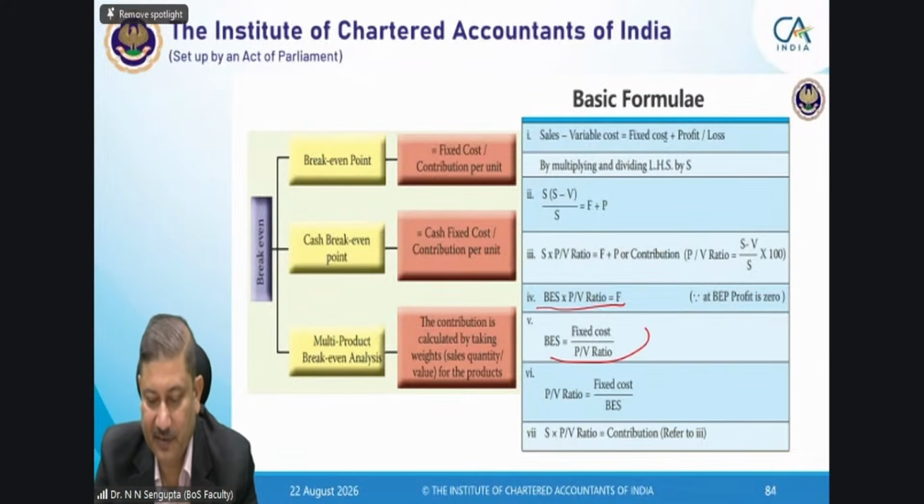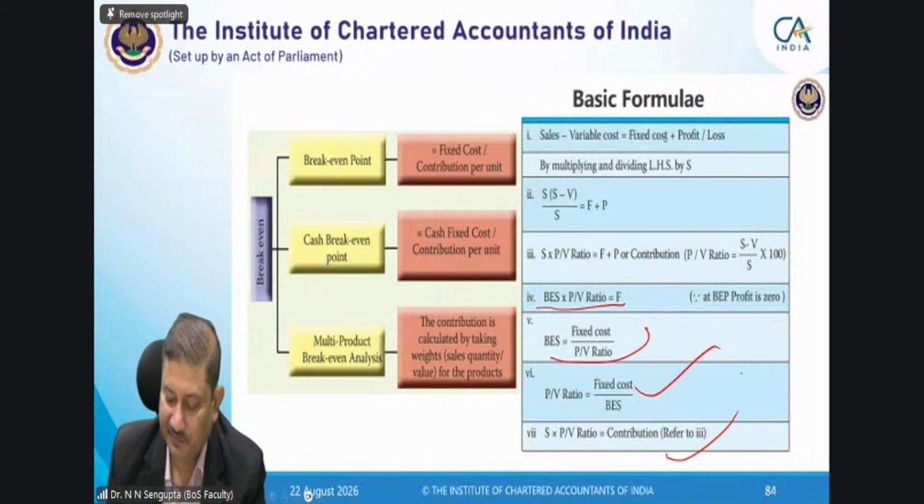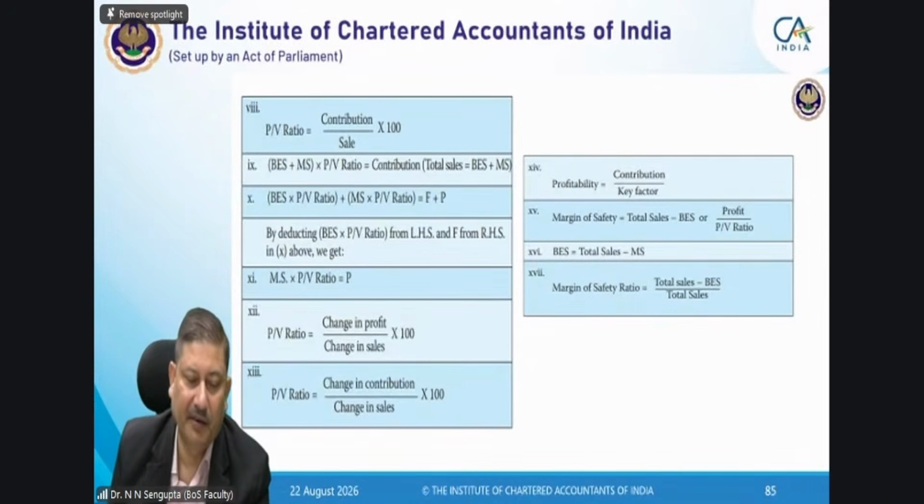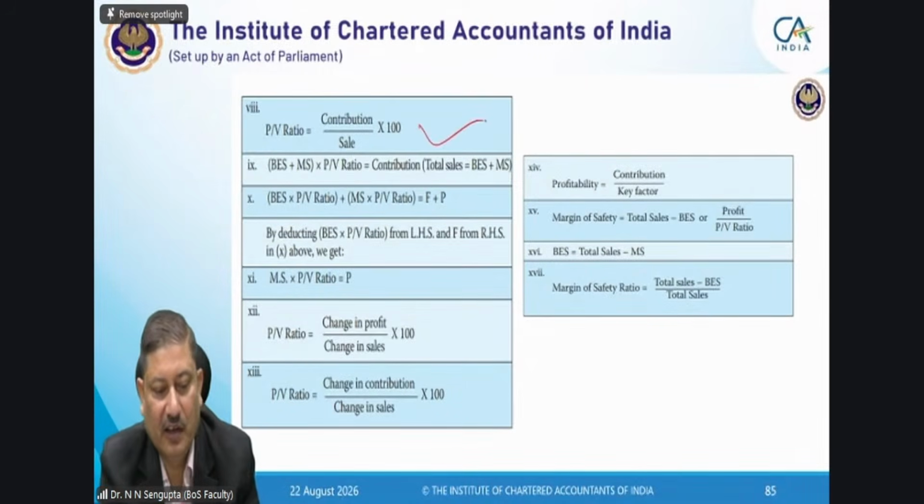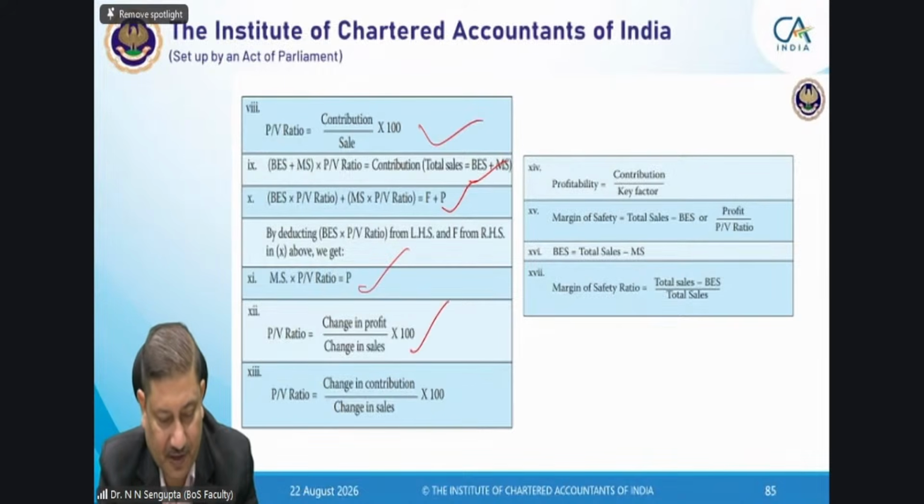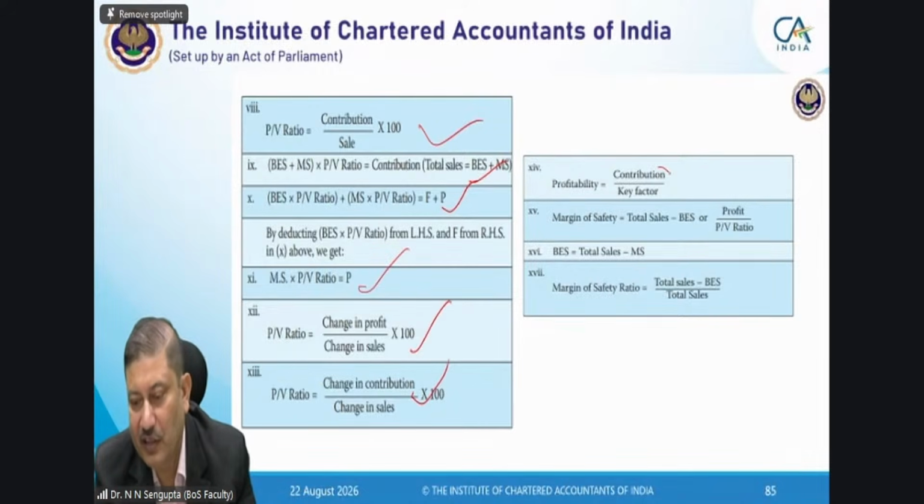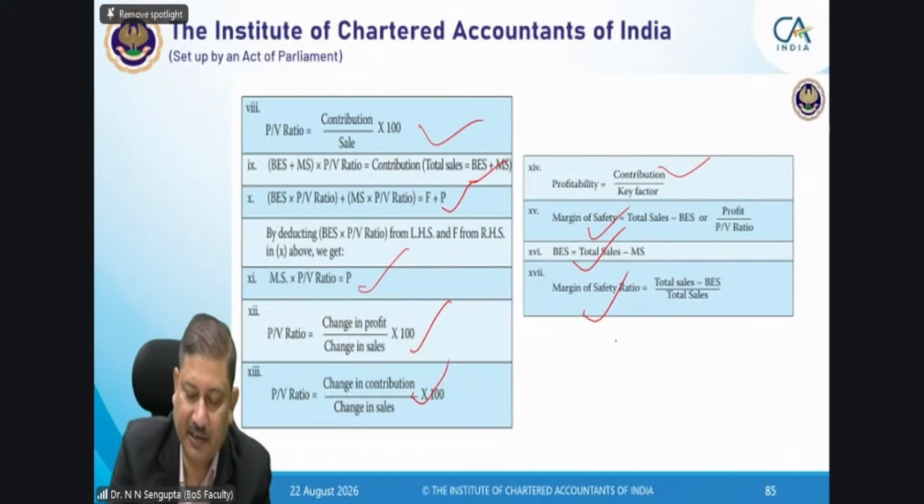This is break-even sales. This is PV ratio. This is contribution. This is again PV ratio. Break-even sales plus margin of safety is sales. Then this is A plus P. Then this is P. This is PV ratio. This is another PV ratio. This is profitability, contribution by key factor. Margin of safety is total sales minus break-even sales.